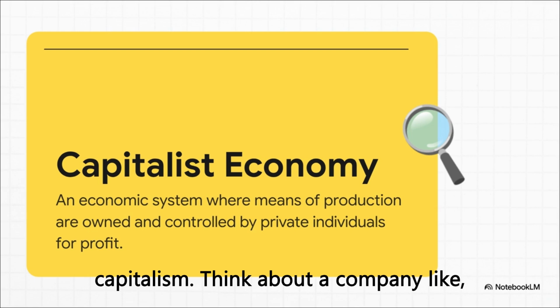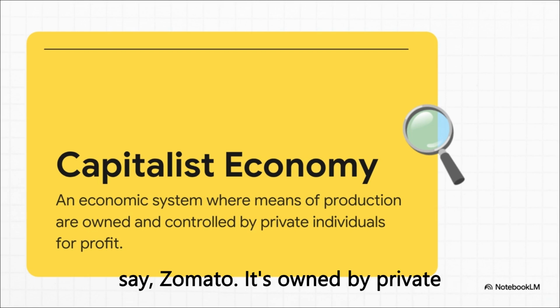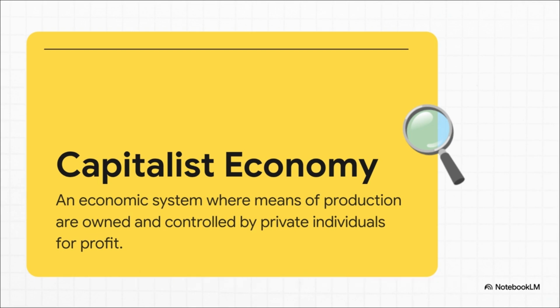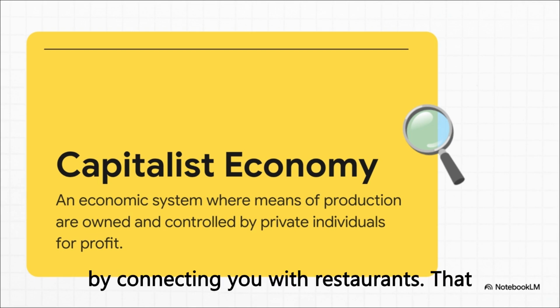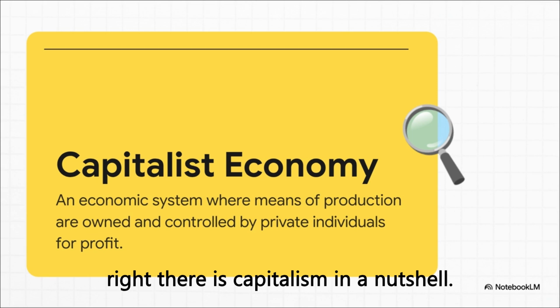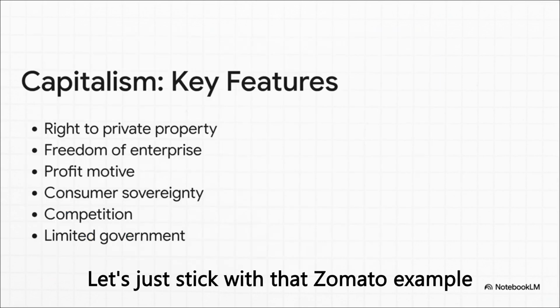Think about a company like, say, Zomato. It's owned by private shareholders, right? Not the government. And what's its main goal? To make a profit by connecting you with restaurants. That, right there, is capitalism in a nutshell. Let's just stick with that Zomato example for a second.